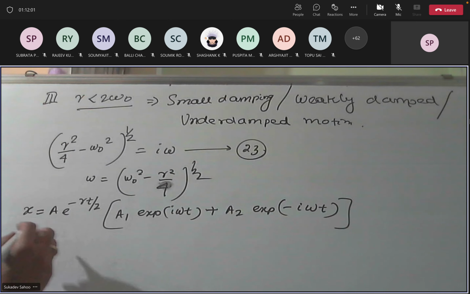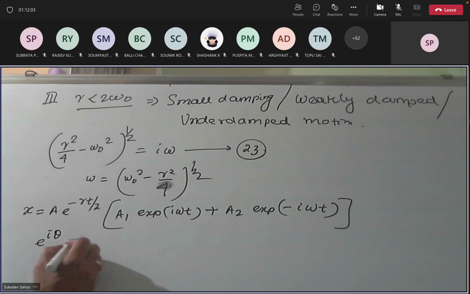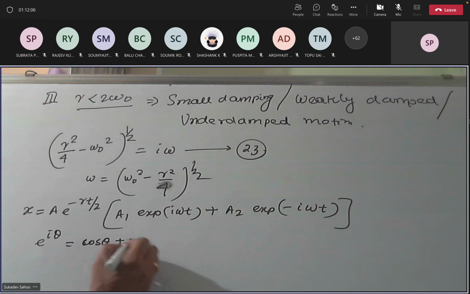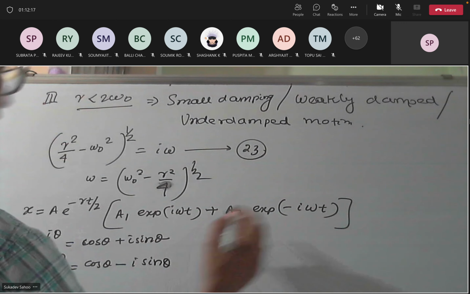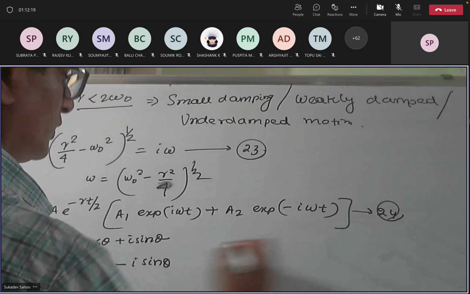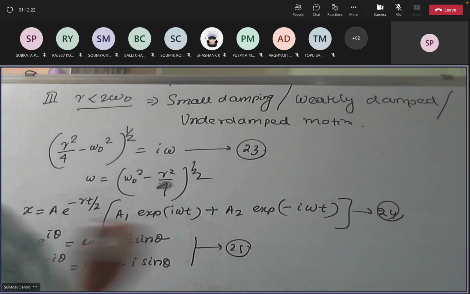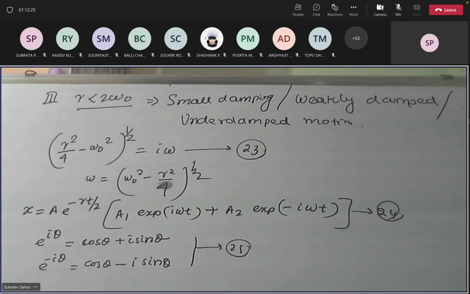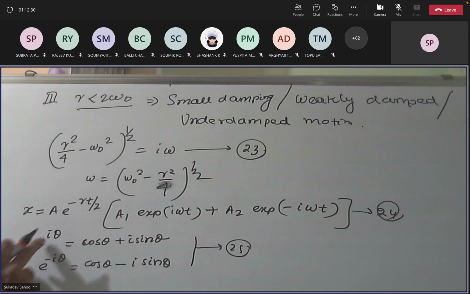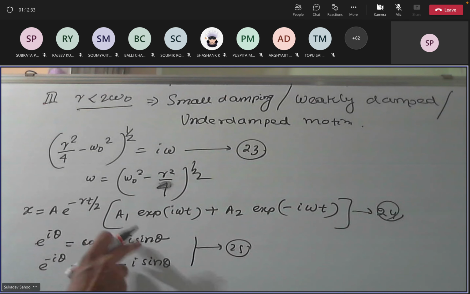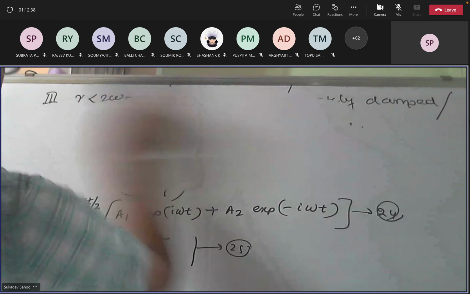Now using the identity that I have already said, e to the power i theta equals cos theta plus i sin theta, and e to the power minus i theta equals cos theta minus i sin theta. These are equation numbers 24 and 25. So using this, e to the power i omega t will be cos omega t plus i sin omega t, and so on. So substituting equation number 25 in 24.